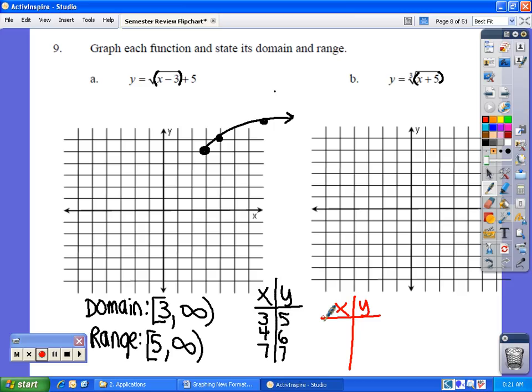But because the graph is kind of big, I'm only going to be able to use about 4 numbers. -6, -1, -5, 0, -4, 1, and I can use 3, 2. Okay, so we plot all of these points. And it's going to kind of look like an S on its side.